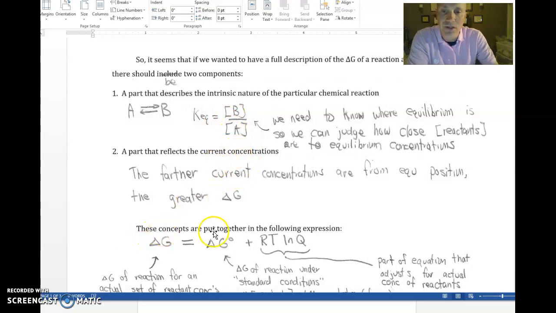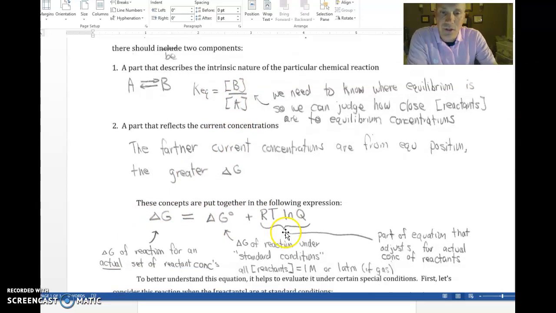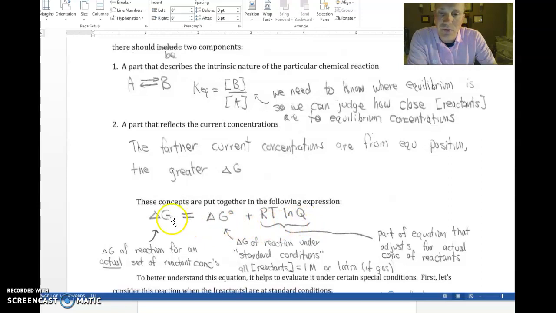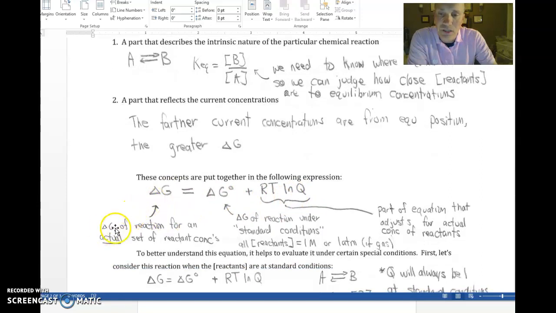These concepts are put together in the following expression. Delta G equals delta G with the degree symbol, which we'll talk about in just a second, plus RT ln Q. First of all, delta G is obviously the delta G of a reaction, but it's important to note that it is for an actual set of reaction concentrations.